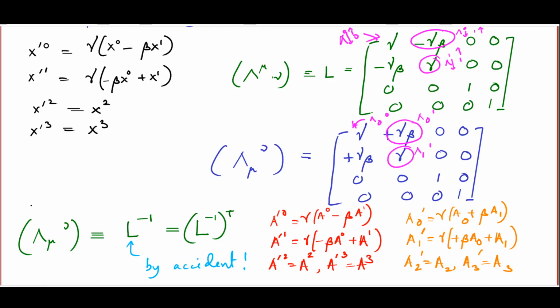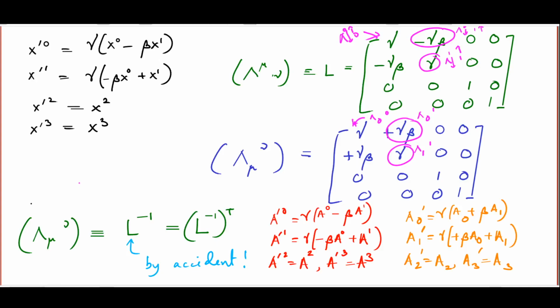So now A prime lower 0 will be gamma times A lower 0 plus beta A1. A prime lower 1 will be gamma times beta A0 plus A1. A prime lower 2 will be A2. A prime lower 3 will be A3.